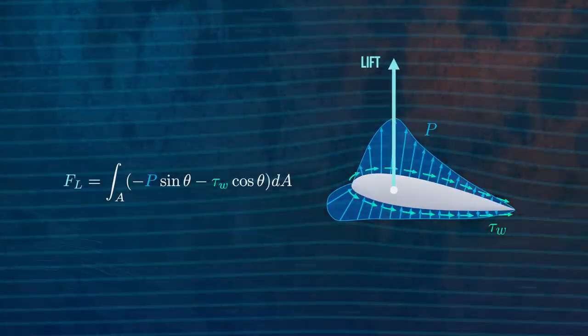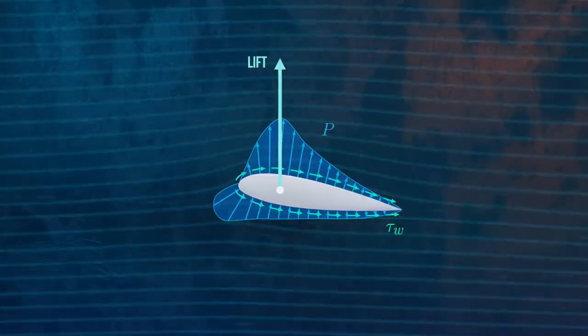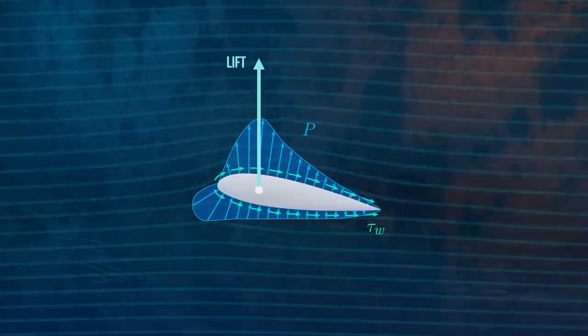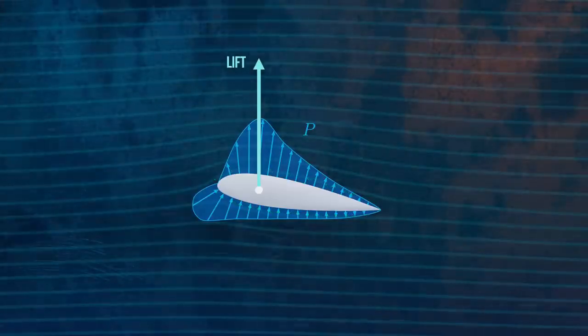For streamlined bodies like airfoils, the shear stresses will mostly be acting in the same direction as the flow. They will make a large contribution to the drag force, but won't contribute a significant amount to the lift force. And so we can neglect them and say that the lift acting on an airfoil is caused by the way pressure is distributed around it.